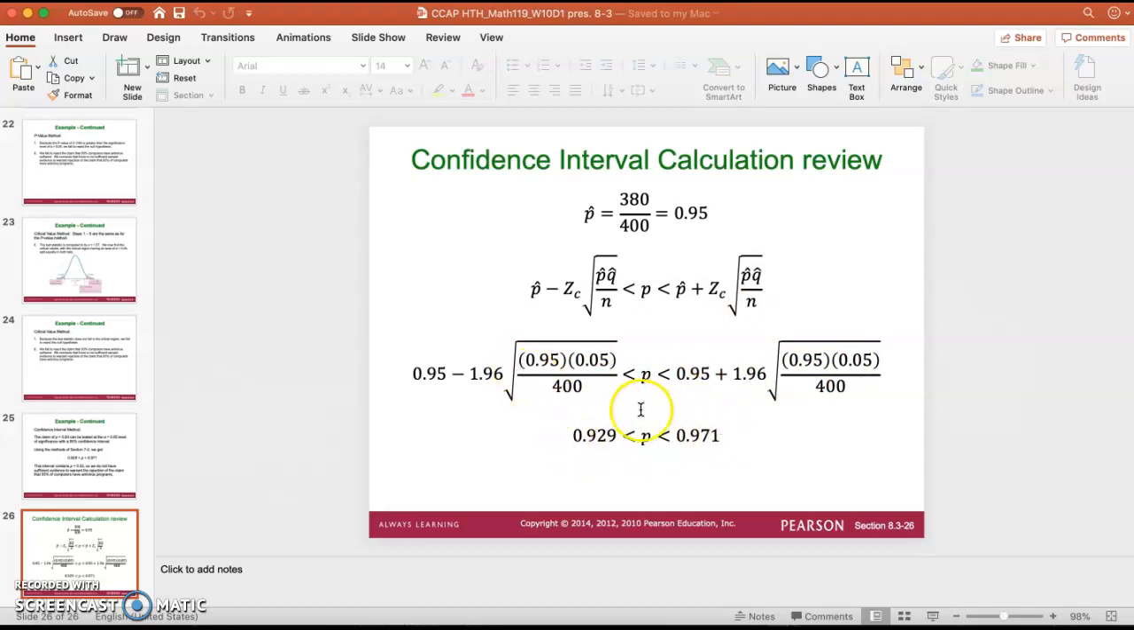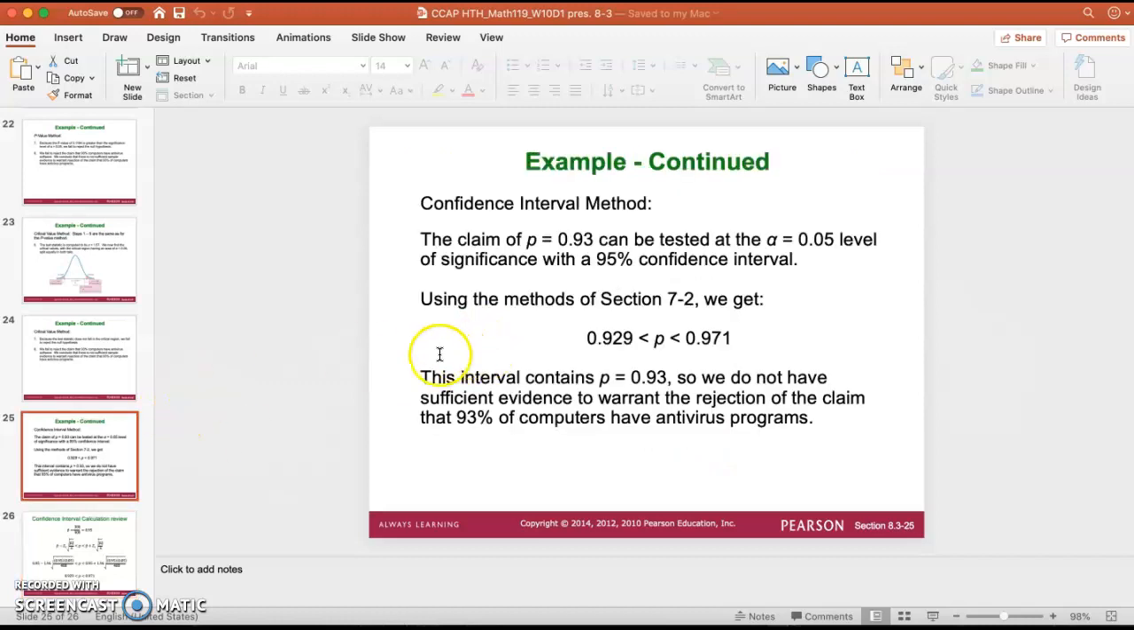Once I evaluate all that, I'd see that I'd be 95% confident that the true proportion of computers that do have virus protection software would be between 92.9% and 97.1%. So I'd use all of that to say, since this interval contains that proportion of 0.93, we would not have sufficient evidence to warrant the rejection of the claim that 93% of computers have antivirus software programs.